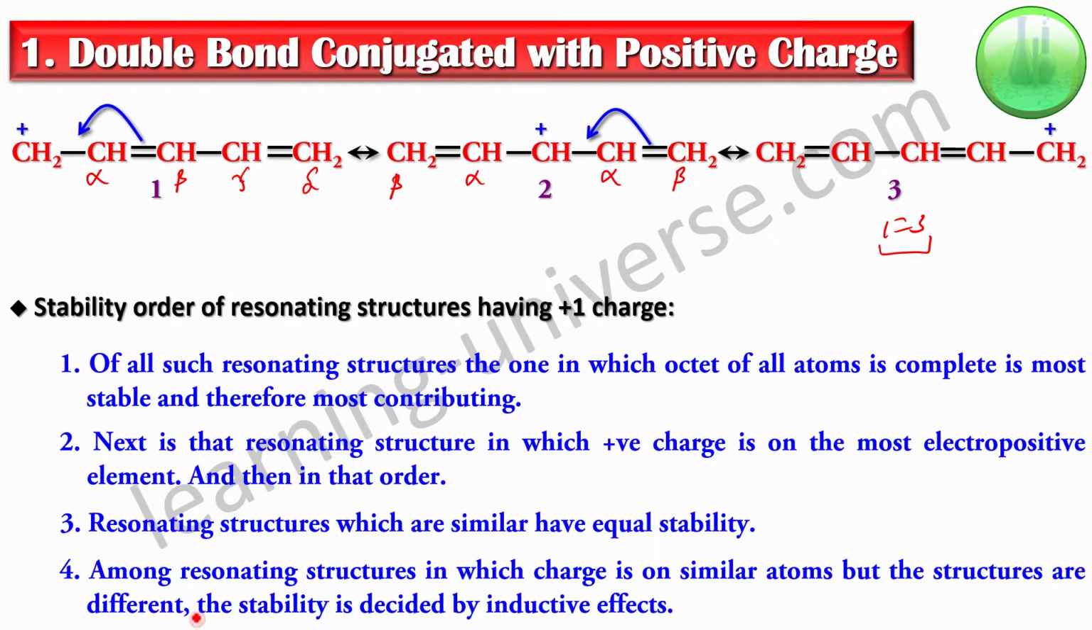Now tell me which has, now alpha beta and alpha beta are same. But here you got one more alpha beta and here you have gamma delta. Which one do you think has greater inductive effect? Alpha beta carbon or gamma delta carbon? Obviously, alpha beta carbon. These will have more inductive effect on this carbon than these two on this carbon.